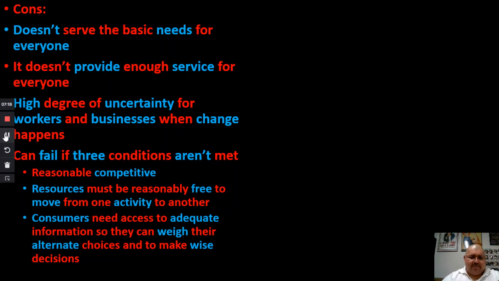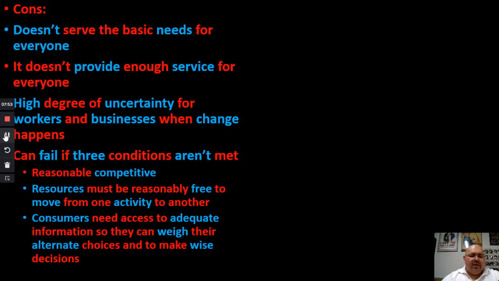The next one, it doesn't provide enough service for everyone. If you don't believe me, on a Friday night, try to go to a restaurant and say, "I'd like to have dinner here." It's going to be a 45-minute wait. It just seems like that's the magic number every time you go to eat at a restaurant on a Friday night. Why? Because they don't have enough. They don't have enough waiters, enough space, or enough cooks to serve everyone at one time. So you're going to have to wait.